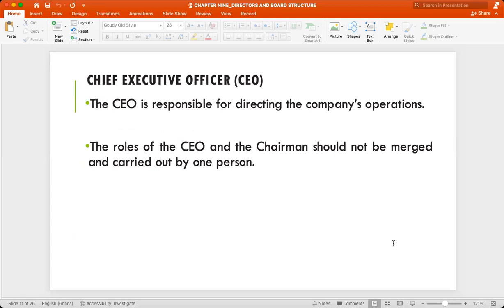Then we have the chief executive officer. So it's like the head of the management team of any company. Okay, so the CEO is responsible for directing the company's operations. The roles of the CEO and the chairman should not be merged and carried out by one person. So that is why we're talking about CEO duality. For good corporate governance, there is the need for separation between the CEO and the chairperson or the chairman of the board of any company.